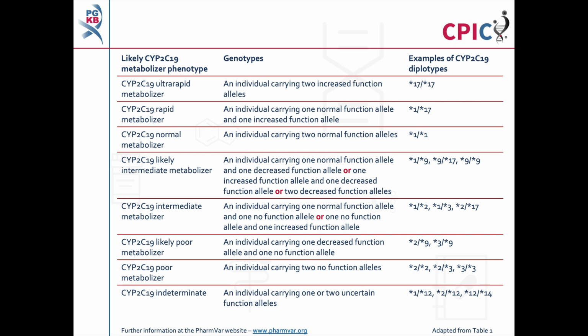There are currently 39 defined alleles of CYP2C19, known as star alleles. More information about CYP2C19 star alleles can be found at the PharmVar website and in the CYP2C19 gene information tables on the PharmGKB website. Links to PharmVar and to the gene information tables are given in the description below this video.